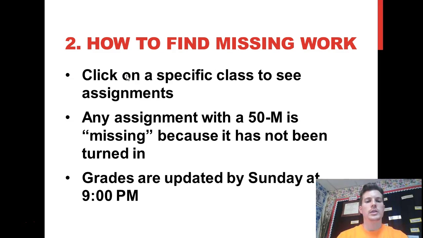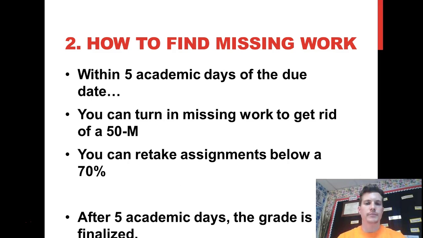So what you're going to do is click on the specific class that you want to see the assignments for, and any assignment with a 50M is missing because it has not been turned in. So the M stands for missing. And just know that grades are updated by Sunday at 9 p.m. So sometimes an assignment might be turned in a day late, and that probably won't be updated until that week at Sunday at 9 o'clock.